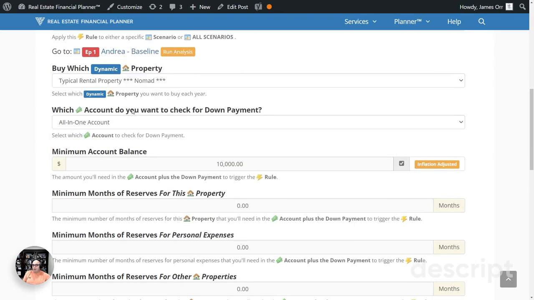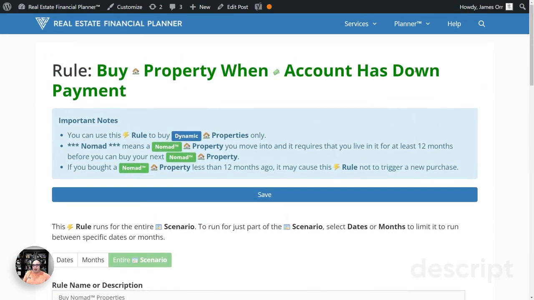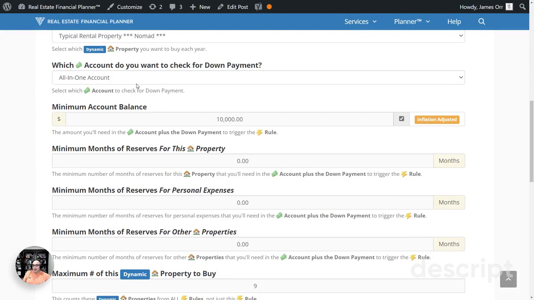And then which account do we want to check for down payment? Because this rule is going to say, buy a property when the account has a down payment. And so what account do we want to check to make sure we have a down payment? Well, it's that all-in-one account that we stored all the money in. And we need to have enough for the down payment plus $10,000 because we want to always keep at least $10,000 in that bank account. And we want to make sure that that's adjusted for inflation. So it's not $10,000 10 years in the future. It's $10,000 today plus whatever it inflates at. So we want to keep $10,000 in today's dollars in there.